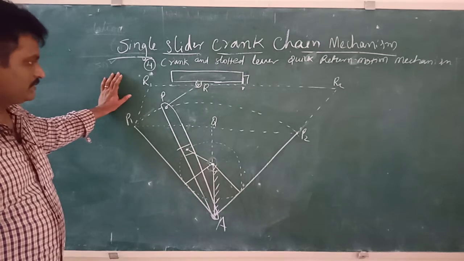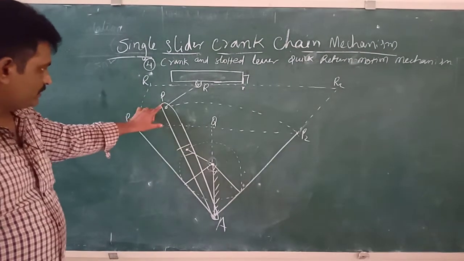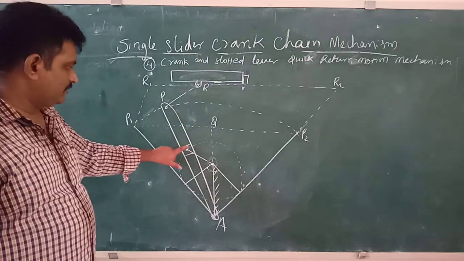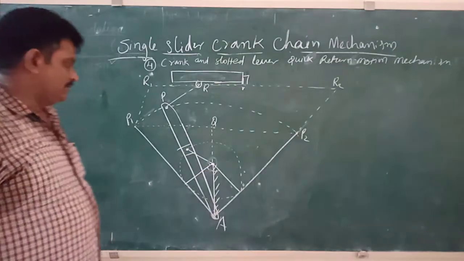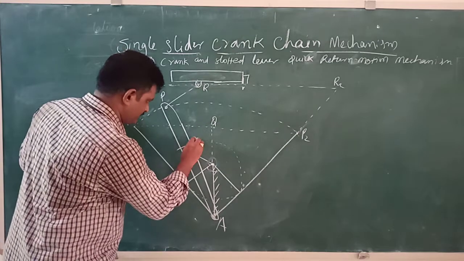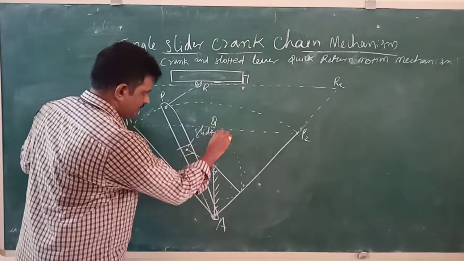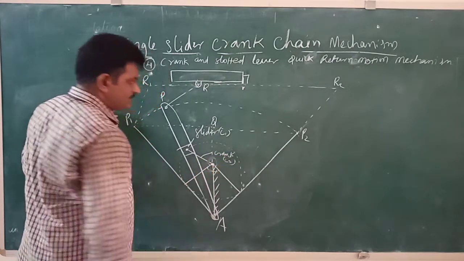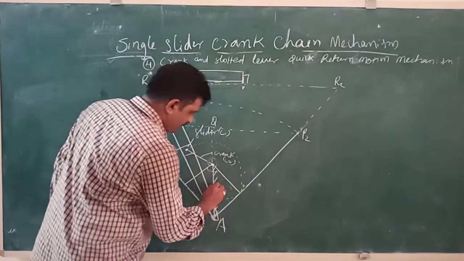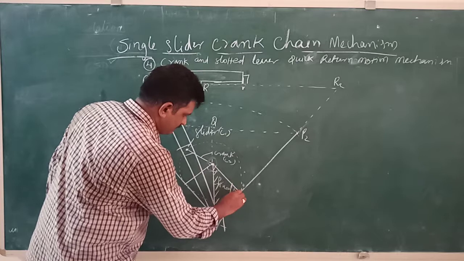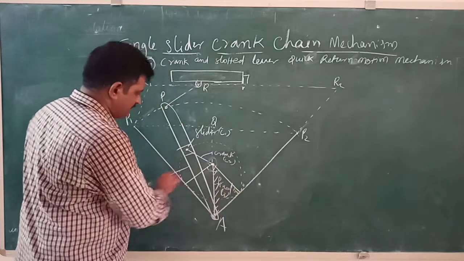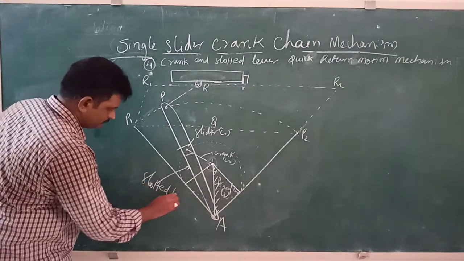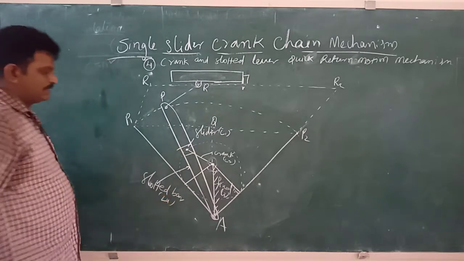It consists of 4 links. This is the slider. This is the crank. This is the fixed bar. The slider is link 1. The crank is considered link 2. The fixed bar is considered link 3. This is the slotted bar, and the slotted bar is link 4.